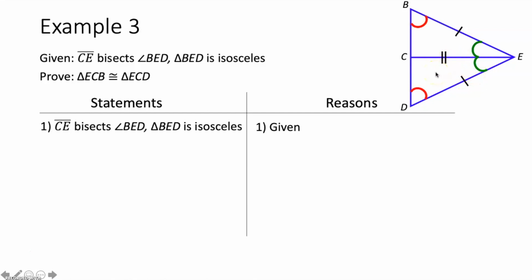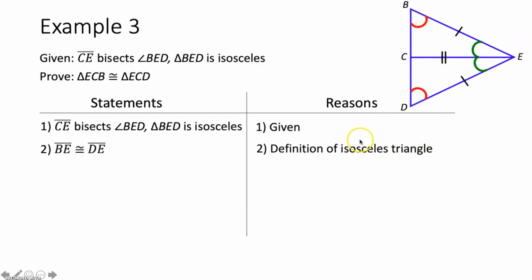So here's how I'm going to do this. I'm going to do side, angle, side. First, because triangle BED, the whole thing is isosceles, I know that segment BE must be congruent to segment DE. And the reason for that is just the definition of an isosceles triangle. If it's an isosceles triangle, then it has at least two congruent sides.